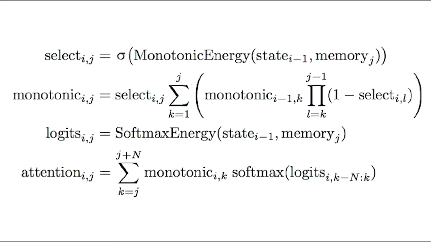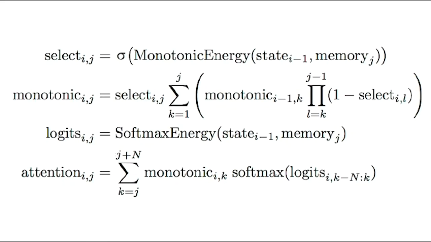And now to train it, we only have to tweak the monotonic attention equations a little bit in order to get the expected output of the attention mechanism. At the top are the monotonic attention equations from before, just as they were. But after we compute the monotonic attention distribution on that second line, we're also going to compute a new set of energies for the softmax attention.